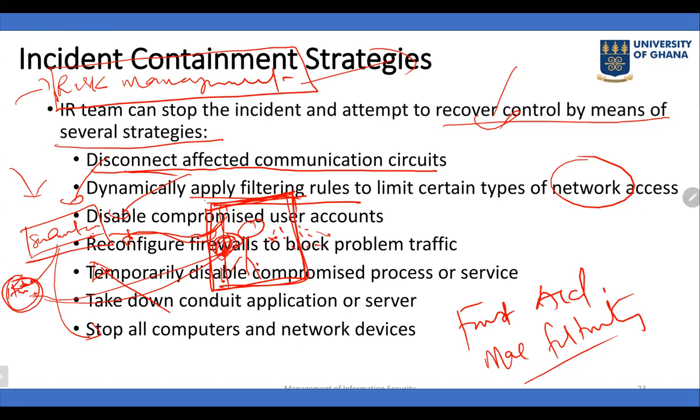Then you temporarily disable compromised processes or services. All those places that are affected, you need to disable or take them out temporarily. Take down the affected application or a server. Even if the server is having a problem, take it down as quickly as possible because that one is seriously affected. You must shut it down and stop all computers and network devices. But in an event where the whole system is seriously affected, even if you shut it down, it does not stop anything. For instance, your data has been hijacked.